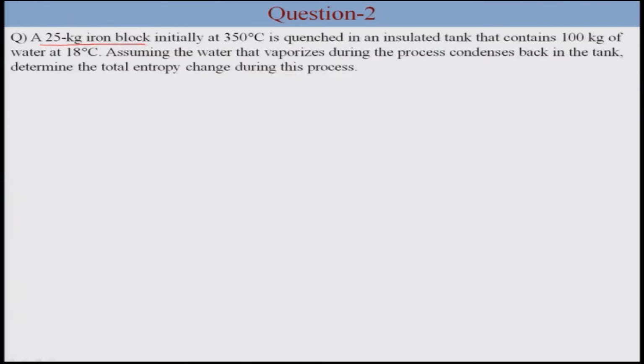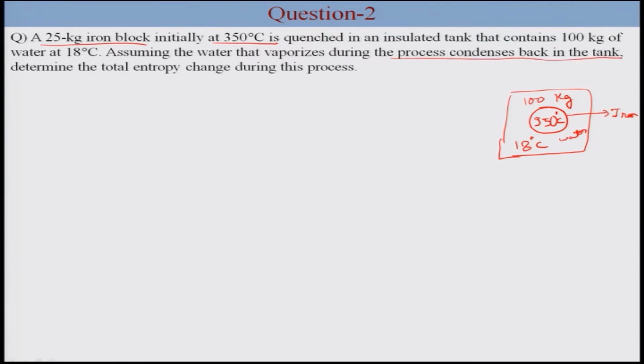Here a 25 kg iron block initially at 350 degrees Celsius. So, there is an iron block at 350 degrees Celsius which is quenched in an insulated tank. So, this is a tank which is insulated and it contains 100 kg of water at 18 degrees Celsius. So, this is water and inside it an iron block is quenched.